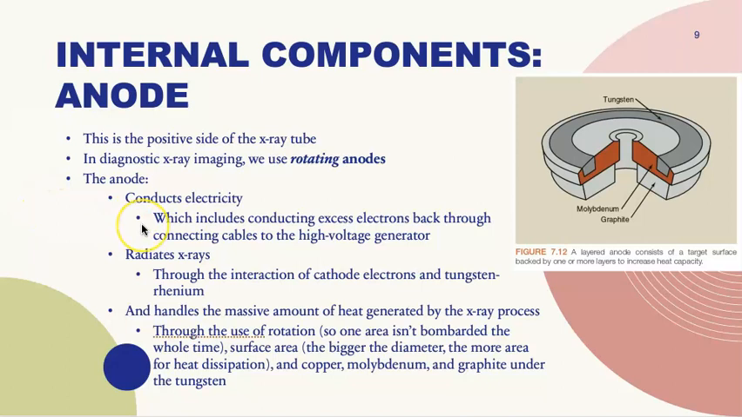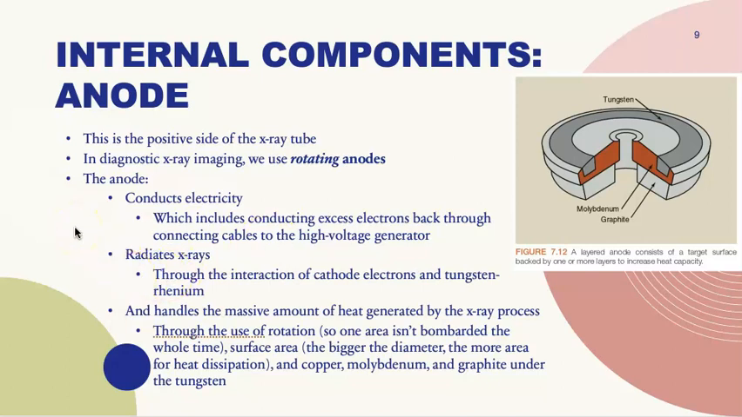So the anode has a few main jobs. One of them is to conduct electricity, so basically handle electrons. And that can include conducting those excess electrons back through connecting cables back to the high voltage generator. So sometimes what that anode does is it actually manages any of those excess electrons instead of converting all of them to X-rays.